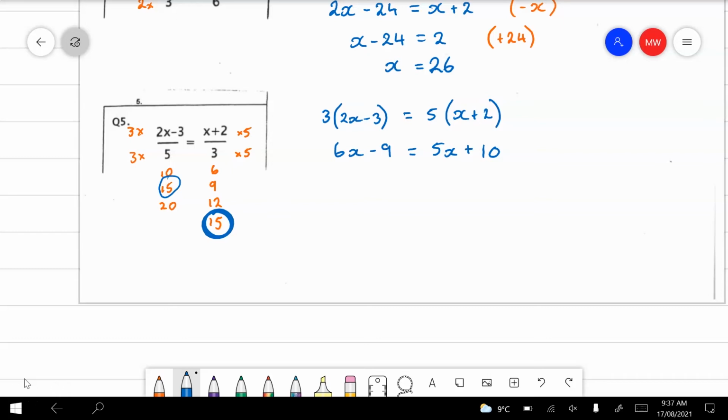And now what we'll do is we will shuffle these around. So I'll take 5x from both sides, and I'll end up with x minus 9 over here, and 10 over here. And now it's telling me to minus 9, so I might just add 9 to both sides. And I'll end up with x equals 19 as my answer.